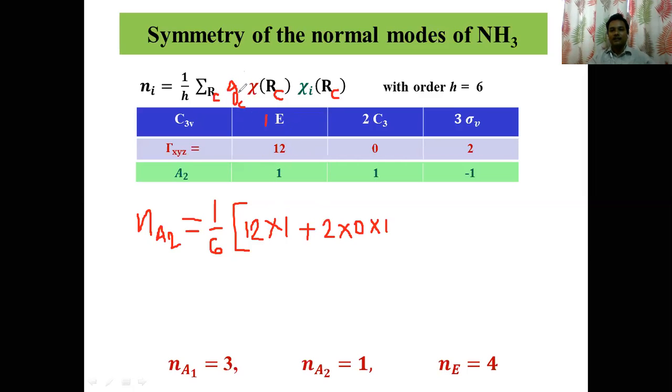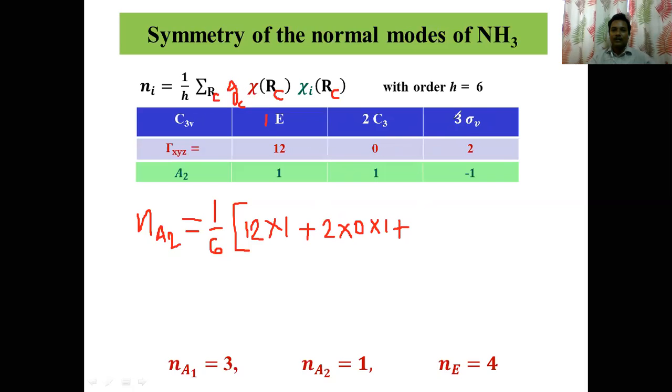So that is going to be 1 for identity, so I really don't need to multiply. It remains unchanged, right? Now for C3, this is 2. Now I hope this is a little bit clear. Now if I go for the sigma v, I'm doing over the class. So that is for the sigma v operation.